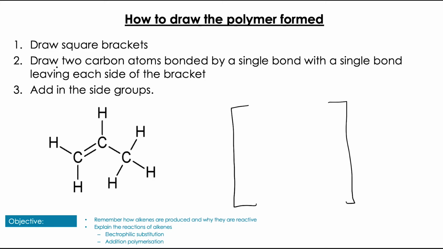We're going to draw square brackets, and then you're always going to draw two carbon atoms linked with a single bond, and these two carbons represent the carbons either side of the double bond.